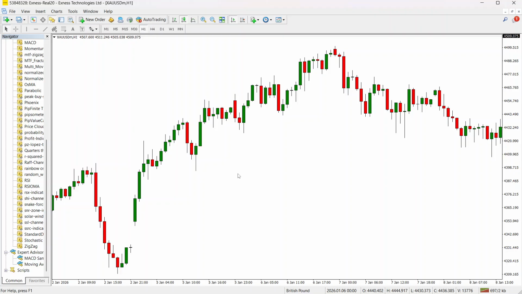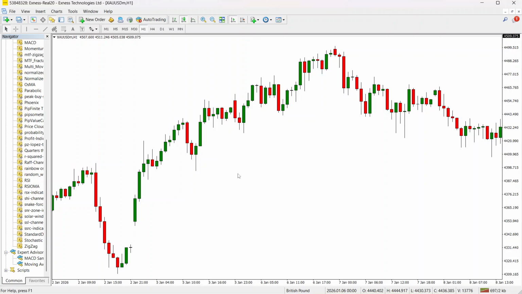This color-coded histogram tool displays market momentum and sentiment shifts using green bars for bullish conditions and red bars for bearish conditions, helping traders identify potential trend reversals quickly. In this video you'll see how the histogram works, how color changes signal momentum shifts.